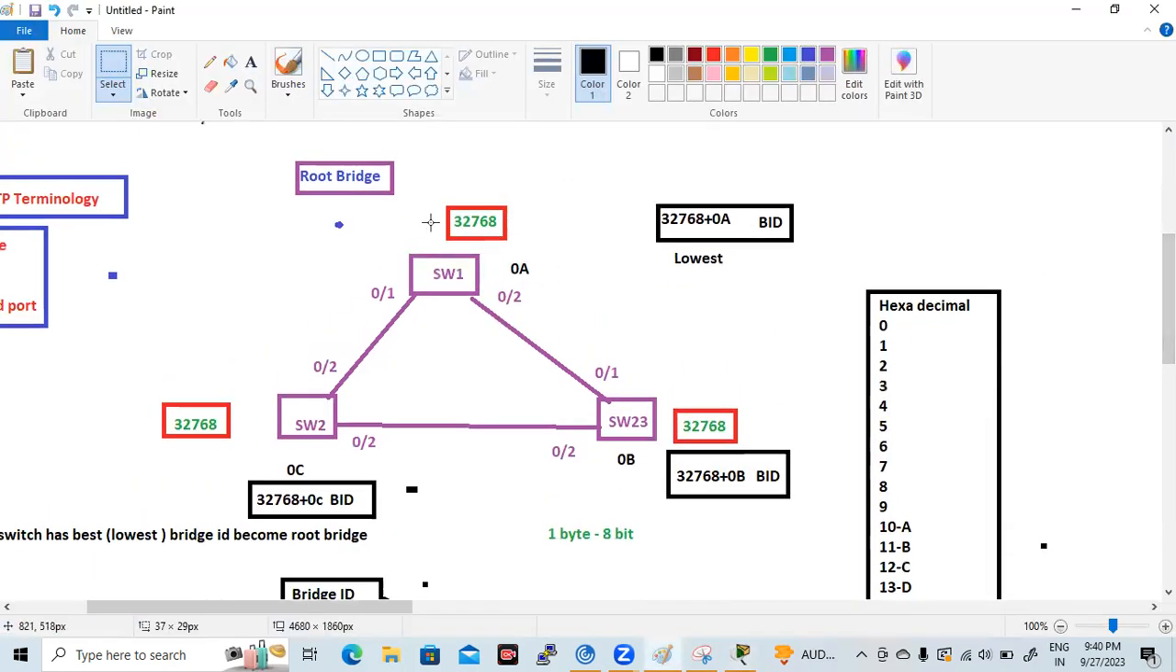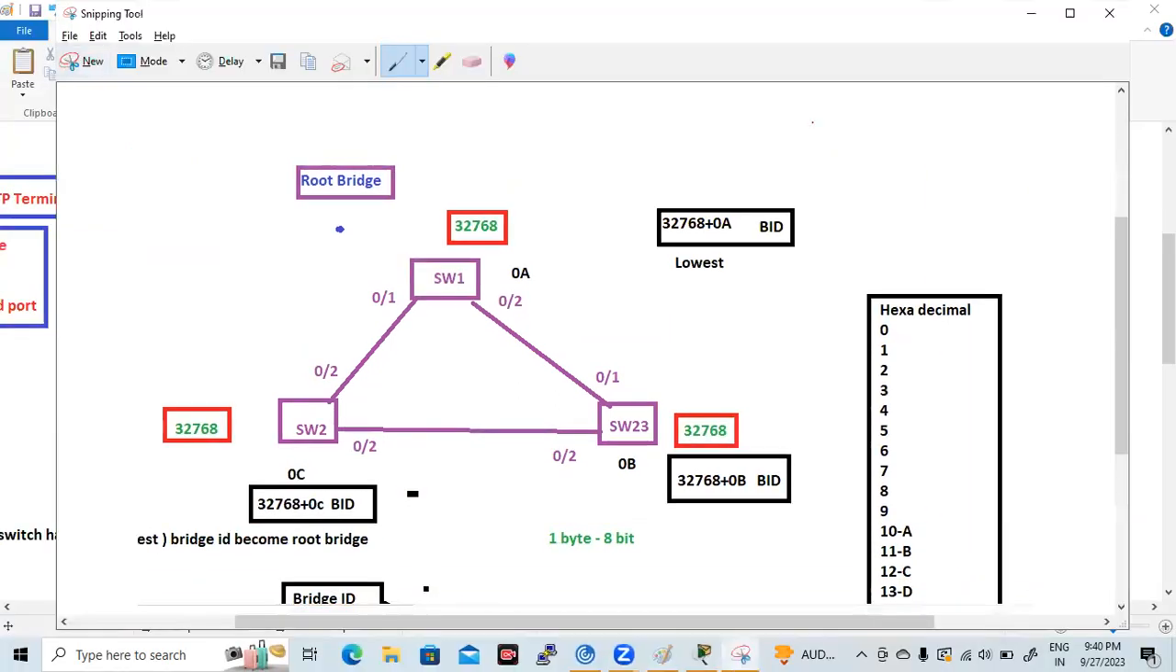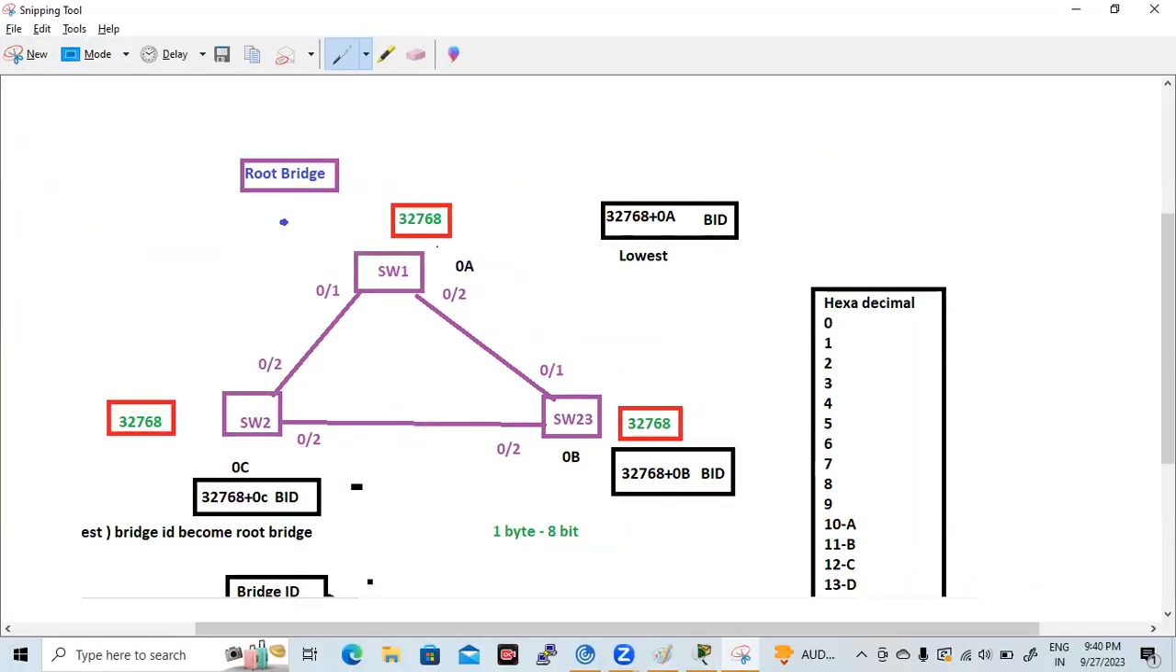So once they are coming up, when you connect these three switches once, everyone is assuming I am the root bridge. Switch 1 also is going to assume I am the root bridge. Once we have connected the cable and power, everyone is coming up at the same time. He's also assuming that I am the root bridge because he doesn't have any information about the other switches. Everybody doesn't have information about each other, so each is assuming I am the root bridge.